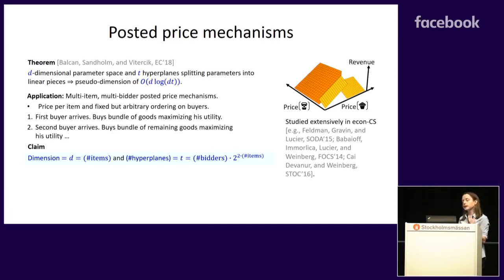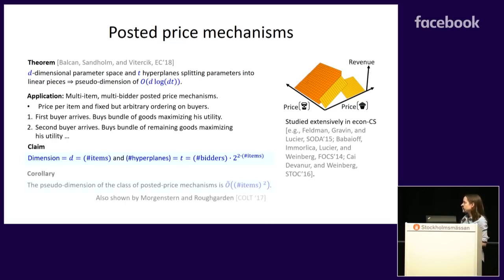And that's basically because for every bidder, you can look at, for every pair of bundles, in which part of the space they would prefer to buy one bundle over the other. And so we've got basically 2 to the number of items, choose 2 comparisons to make. And we can formalize these comparisons as hyperplanes. But then we can just stick this d and t into our general theorem, and that gives us a bound on the pseudo-dimension, which is basically the number of items squared. And this matches a bound by Morgenstern and Roughgarden.